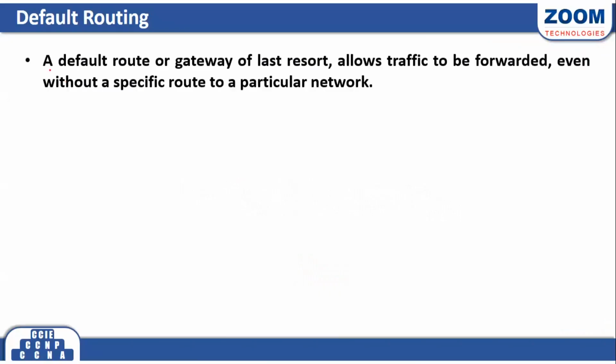Can read this point. A default route, or we can call it the gateway of last resort. What is the purpose of default routing? It allows traffic to be forwarded. The router should forward it; it should not drop the traffic, even without any specific route to the particular network.